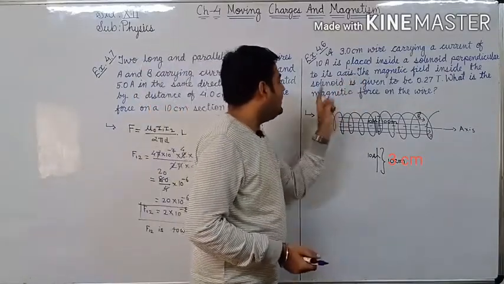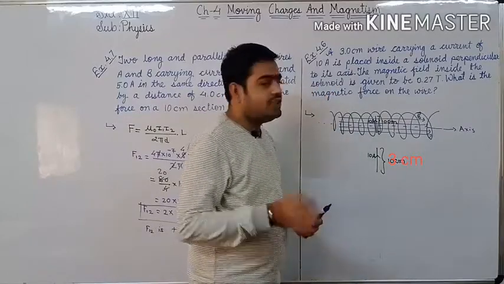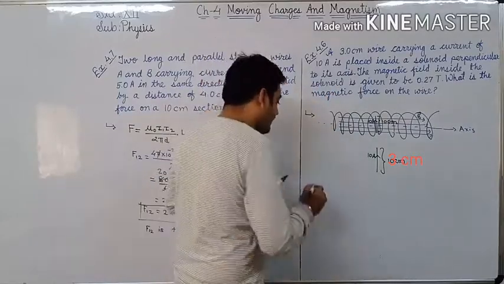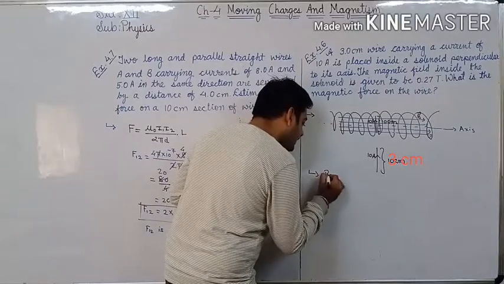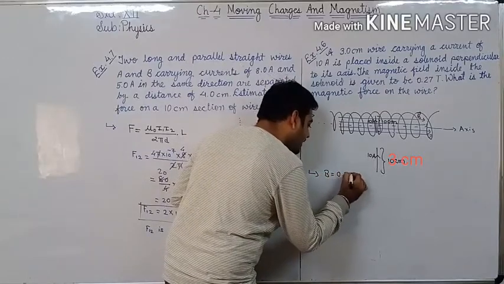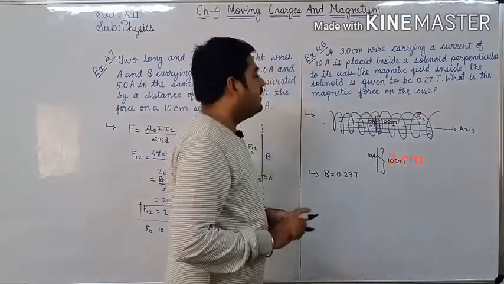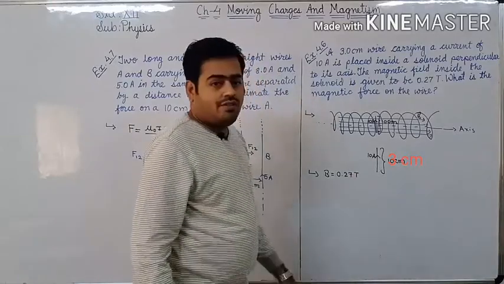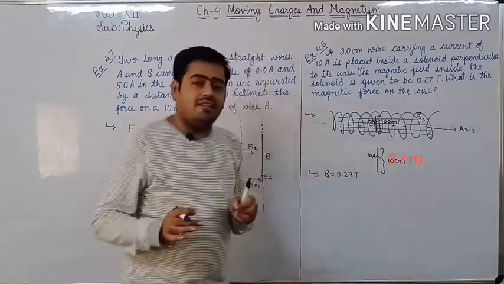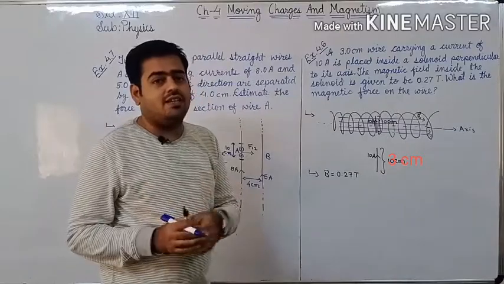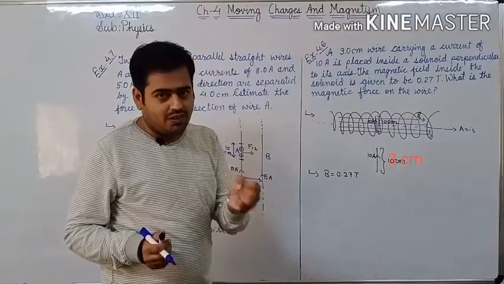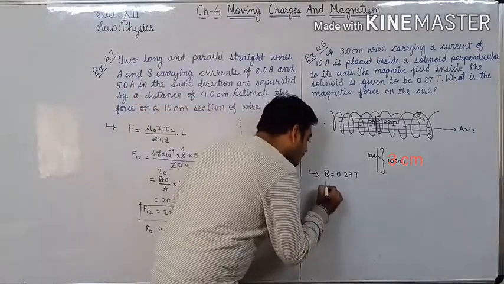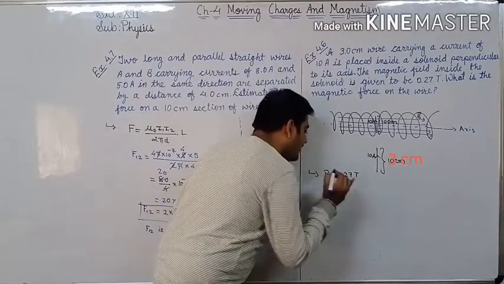The magnetic field inside the solenoid is given to be 0.27 Tesla. Value of magnetic field is 0.27 Tesla. What is the magnetic force on the wire? Whenever current carrying wire is placed in external magnetic field, then what will happen? Some magnetic force will act on it. So magnetic force acting on the wire we have to find.